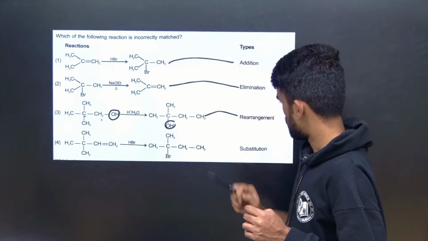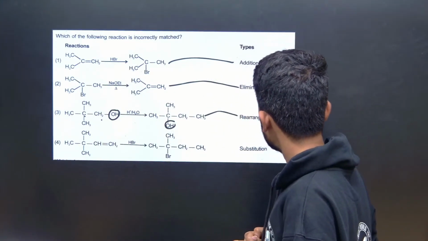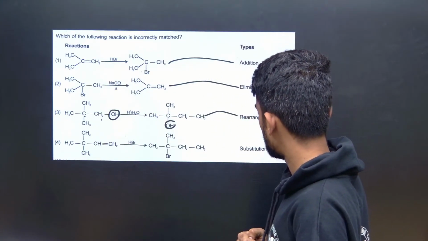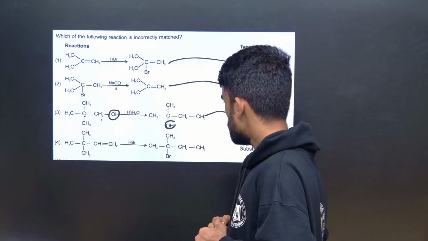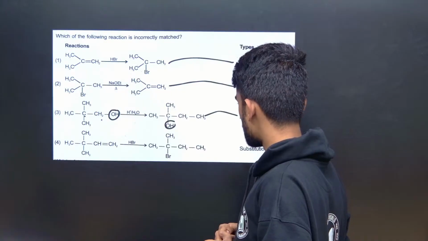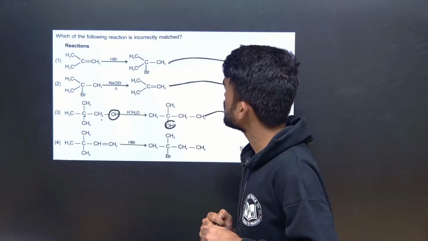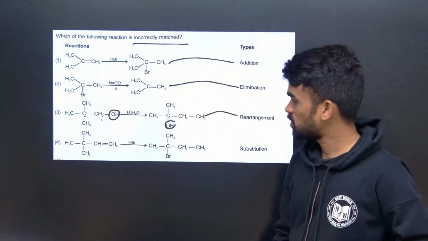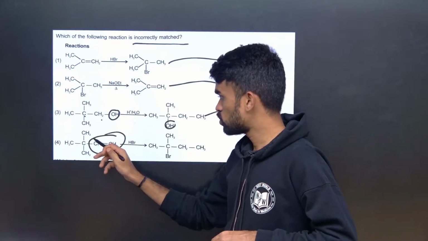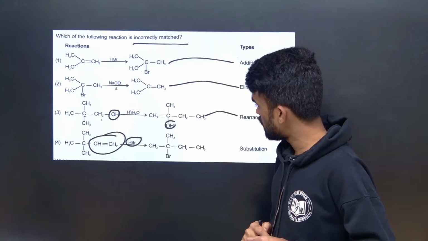Next tell me, is this substitution? Is this substitution or what? Look at it properly. So we have added H plus here. Okay. No, it is not substitution. I can say it is not correct. See, what is the question? Incorrectly matched. So just look here. To this, if we are adding HBr, where do we need to add?